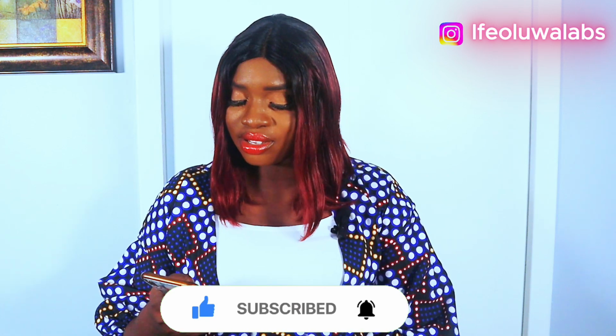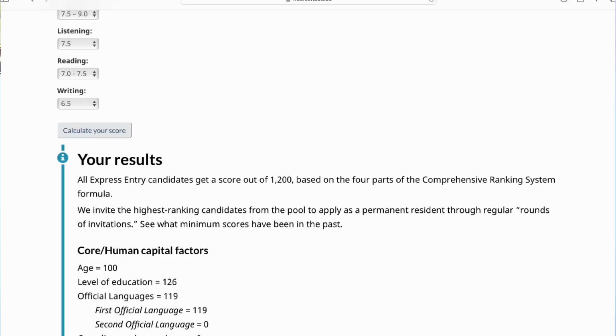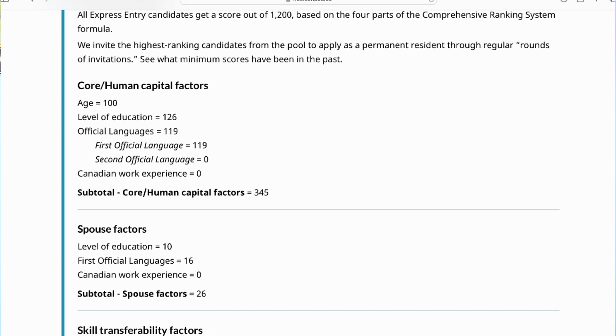Because, like I said, we're going to see the breakdown. The age points that I have is 100. I had 100 because at that point I was less than 30. I think it's 100, not 1.5. Then my level of education, because I actually have a master's degree, it gave me a higher score. My official language had 119, which is like 345.